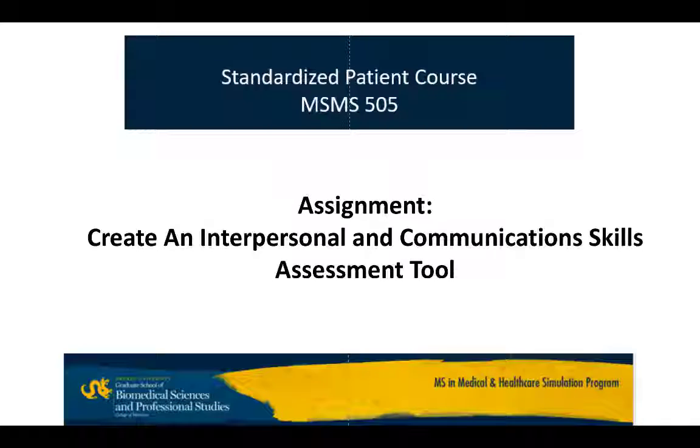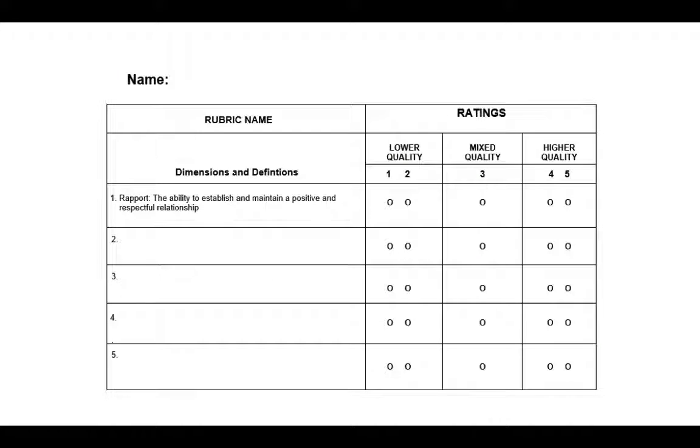But here's how to complete the assignment. I will upload a template for you to fill out, and at the top left hand corner you'll see you write in your own name, and then when you look at the first column at the top it says rubric name. Change that and name your tool. It's up to you how you want to do this. You can call it anything that you'd like, something about communication I suppose, but name your communication tool.